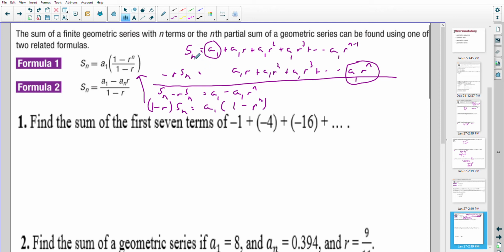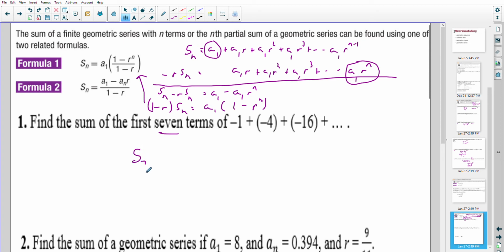So let's go ahead and solve some of these problems. Find the sum of the first 7 terms. So I want to go ahead and use this first formula because I don't know my last term. So I can use that first one.